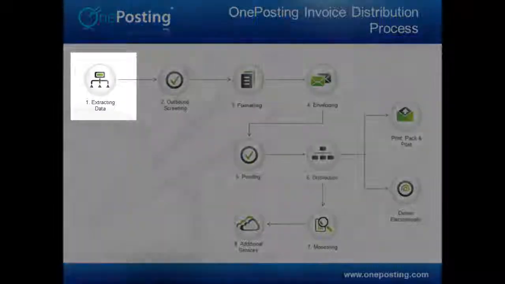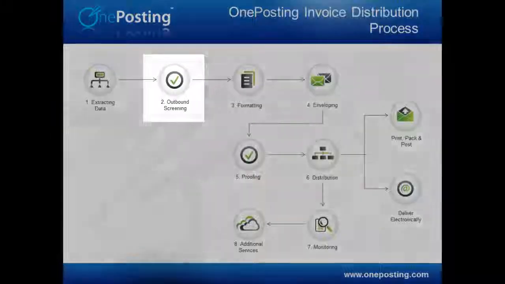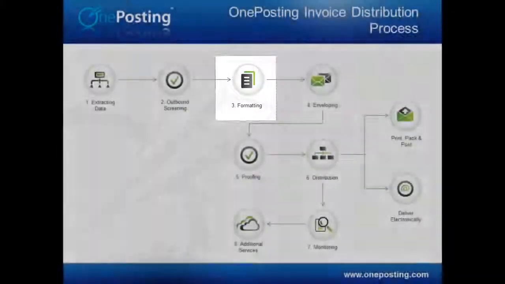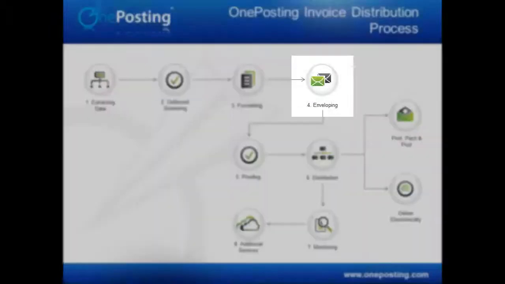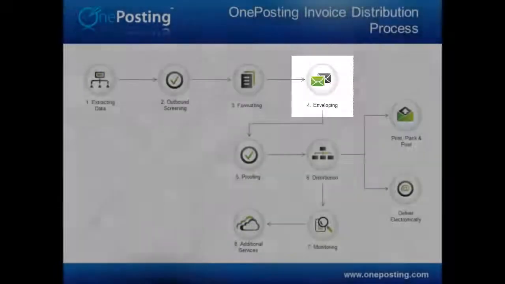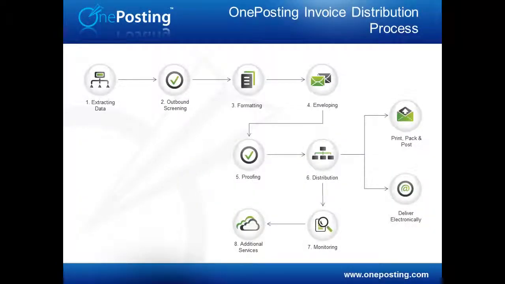OnePosting receives billing data securely from your billing software, screens it for errors before formatting it into documents such as invoices, credit notes and statements. It then organizes documents into physical or electronic envelopes for distribution. OnePosting can print and send documents by physical mail, however it can also distribute them through digital envelopes, which we will see later on in this video.